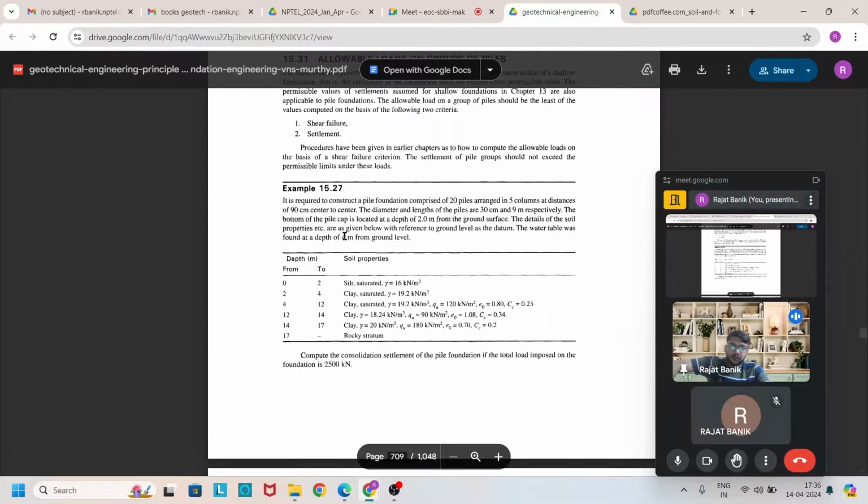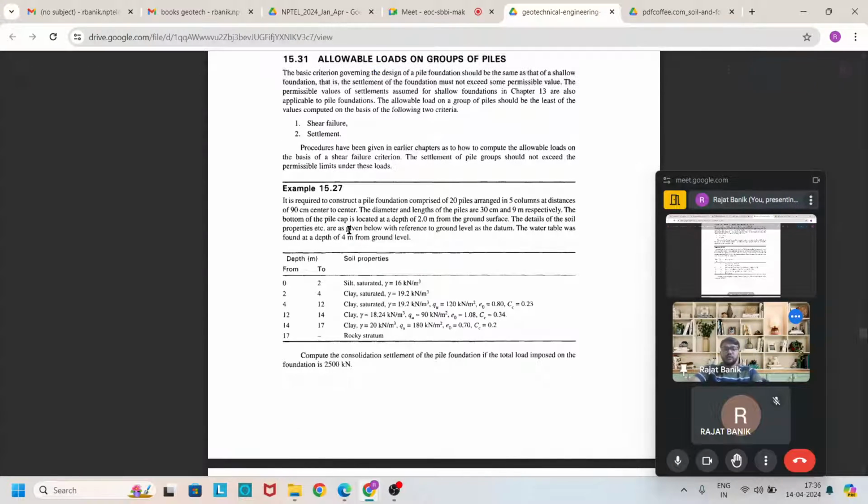So now in SC, one problem is given. It is required to construct the pile foundation comprised of 20 piles arranged in 5 columns. That means a 5 by 4 arrangement at a distance of 90 centimeters center to center. Then the diameter of the piles is given as 30 centimeter. The length of the pile is given as 9 meter. The bottom of the pile cap is located at a depth of 2 meter from the ground surface.